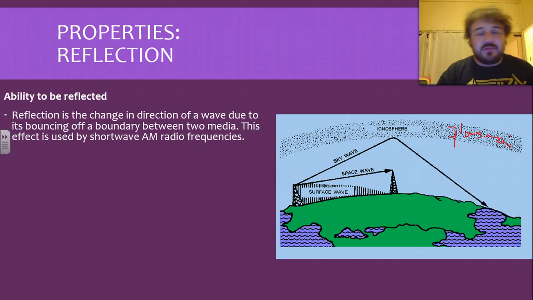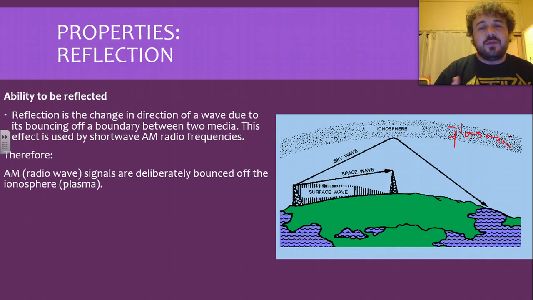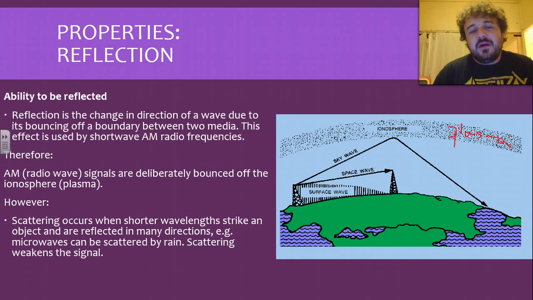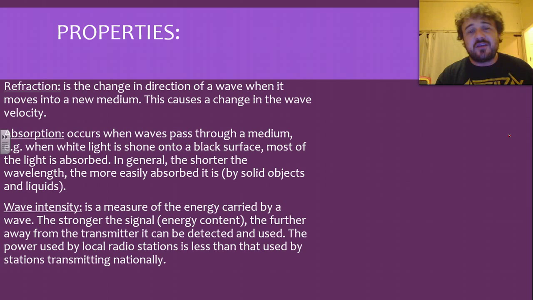I'm jumping ahead. Reflection is basically the change in direction as it bounces off between two different mediums, and this can include a plasma. We use this for shortwave AM radio frequencies, so we can deliberately bounce them off the ionosphere. Unfortunately, this also means scattering occurs. When shorter wavelengths strike an object like water in the atmosphere, they scatter, and this dilutes and weakens the signal. It's similar to absorption.